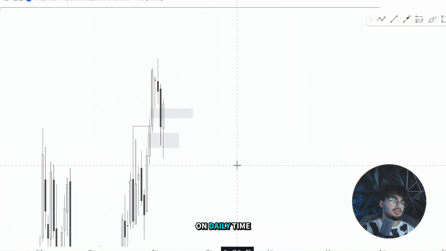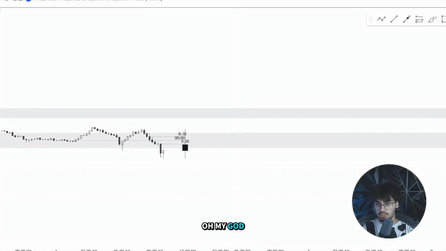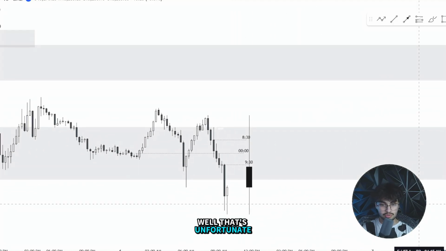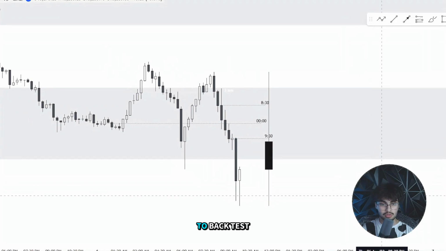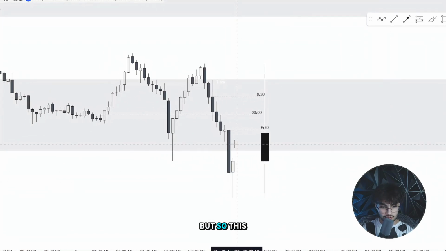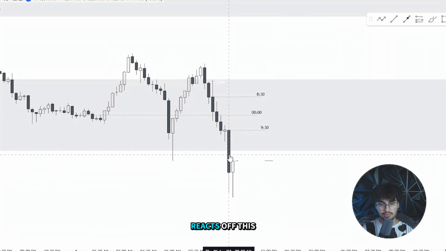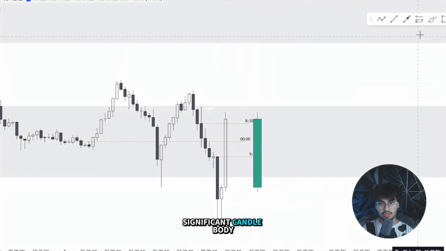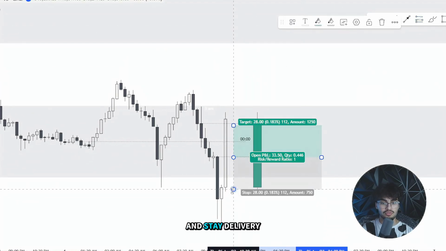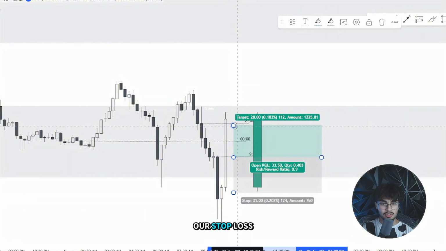Oh my, I can't even go on the daily time frame without getting spoiled. Oh my god. Well, that's unfortunate. That's why I don't like TradingView to backtest or whatever. But so this is the 10 a.m. candle opening up. I want to see how price reacts off this 15-minute gap. Significant candle body closure. I wonder if we get tapped in on this change in the state of delivery. Keep our stop loss here, target 2R.